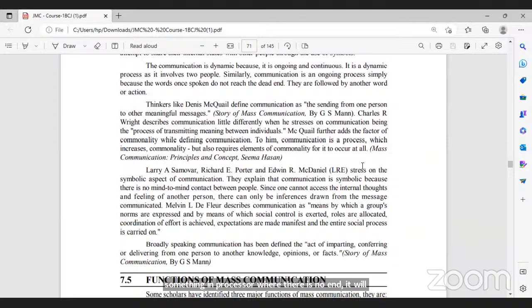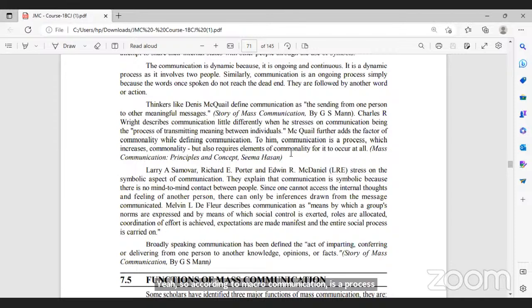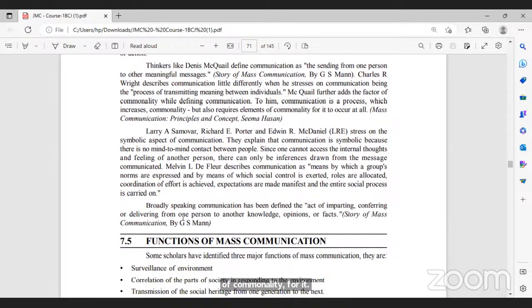We have thinkers like Denis McQuail who define communication as the sending of a message from one person to another, but you need to have some meaningful message. Then G. R. Miller and Charles R. Wright describe communication a little differently, stressing communication as the process of transmitting meaning between individuals. However, McQuail further adds the factor of commonality while defining communication. According to McQuail, communication is a process which increases commonality, but also requires elements of commonality for it to occur.